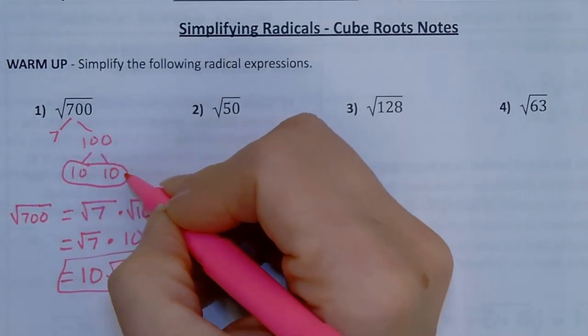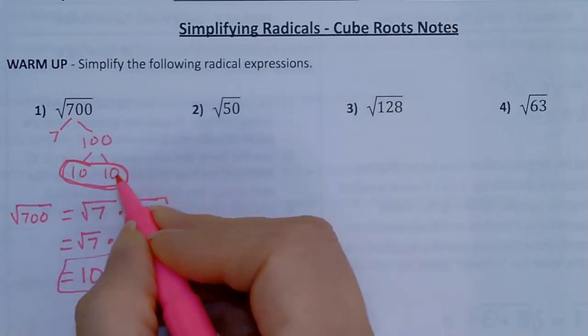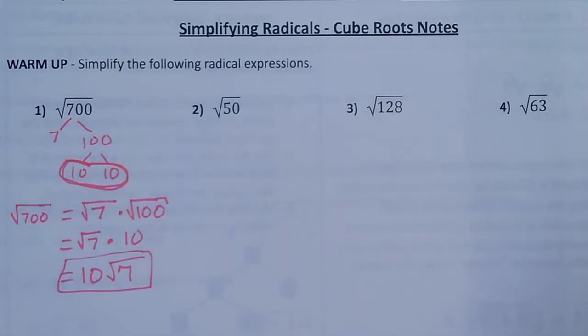Okay, when I was doing a factor tree, you can see that I had a pair of 10s. I would have pulled out one of those 10s to the outside of the radical, and I would have kept my 7 inside the radical since 7 didn't have any buddies to go outside and play with.